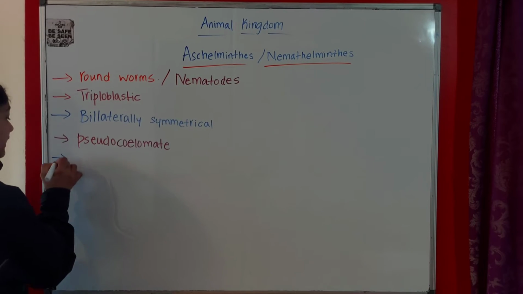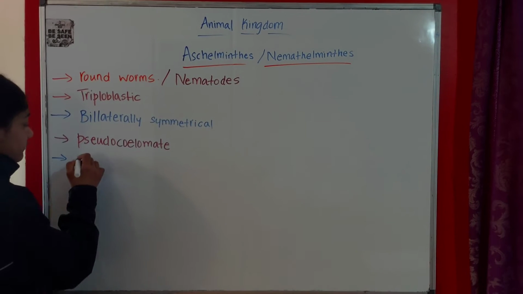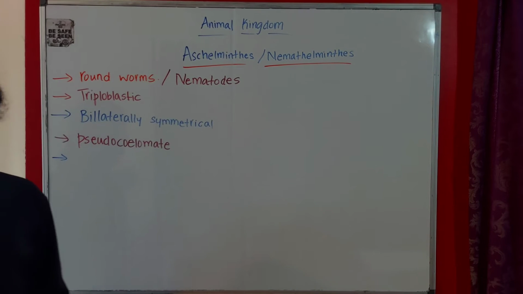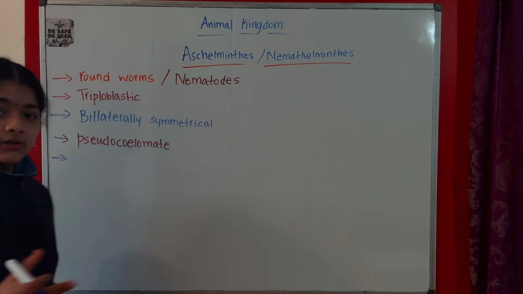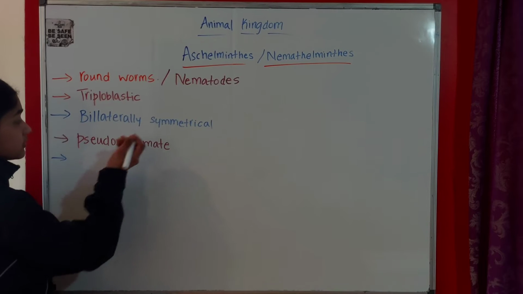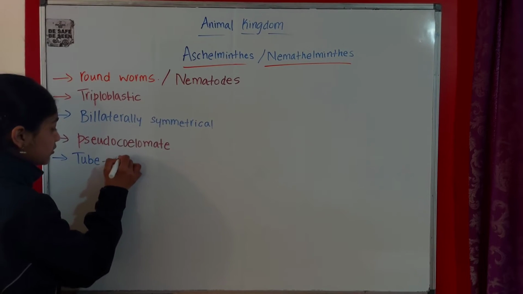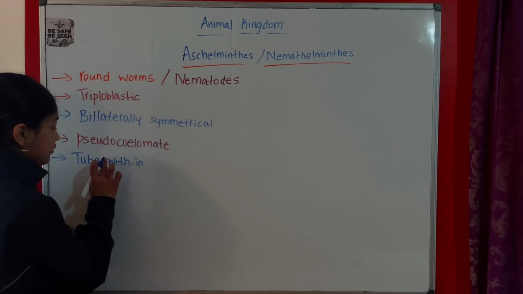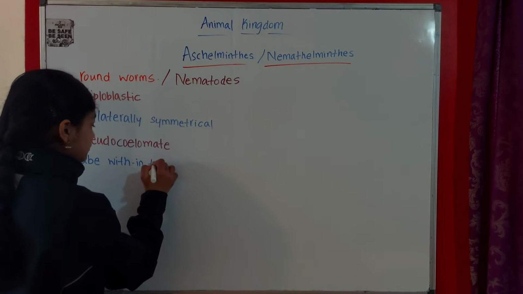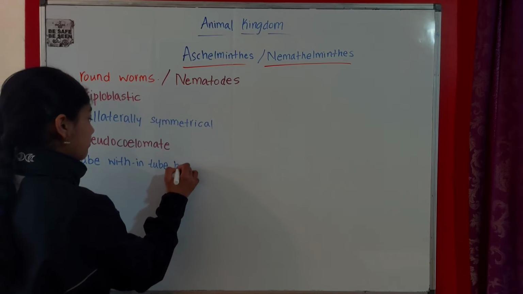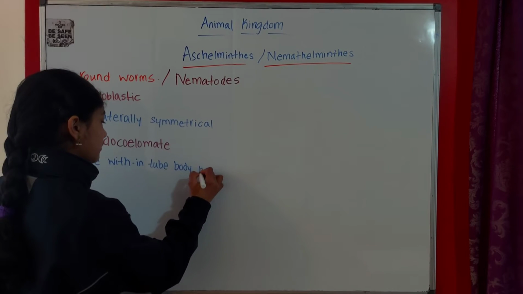Let's take a look at their body plan. We have cell aggregate body plan, blind sac body plan and tube within tube body plan. Aschelminthes or nematodes have the tube within tube body plan.